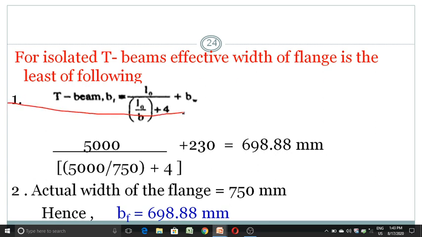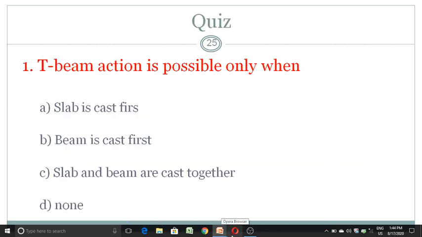Now as given that isolated T-beams, the effective width of the flange is least of the following, that is from the Codal provision, another is actual width of the flange. So from the Codal provision you can calculate L0 by 4 plus BW. If you substitute all those L0 and BW values, we will get the effective width of the flange with respect to the Codal equation, that is 698.88 mm, and the actual width of the flange is 750 mm. The minimum of these two is 698.88. So adopt flange width for isolated T-beam is 698.88 mm. So this is all about today's lecture.